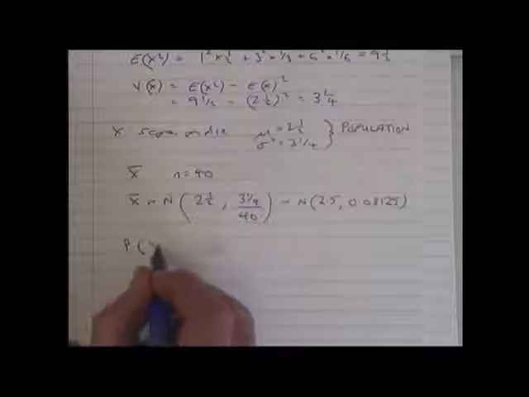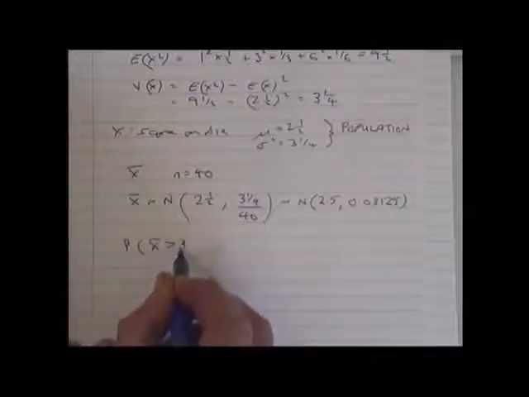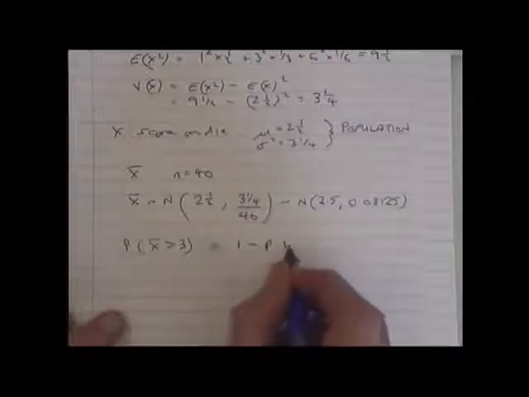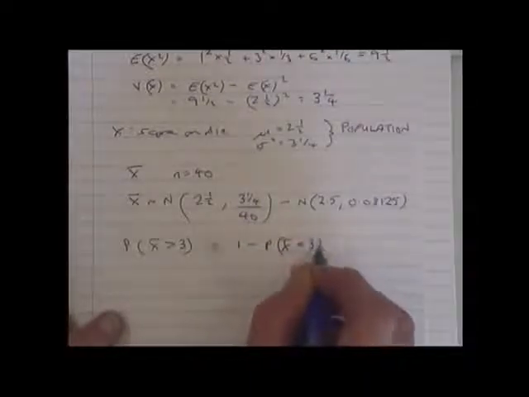Now the question we had, find the probability that the mean score of our 40 rolls is over 3. So the question is saying, what's the probability that X bar is more than 3? In the 5 minutes or so we've got left, can anybody talk me through what we have to do here?